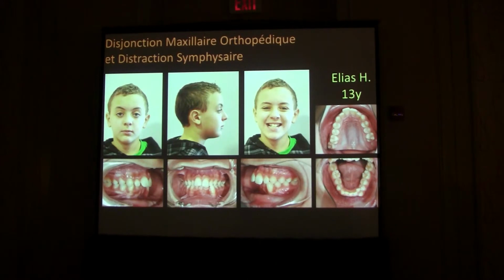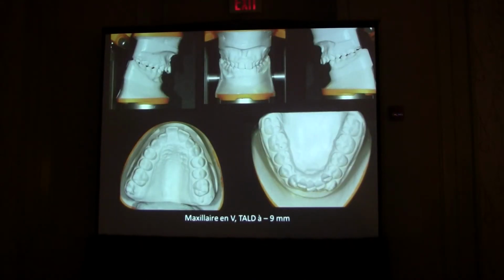As an illustration, there is 13-year-old Elias who has a class 2 with an 8 mm overjet and especially a severe crowding in the mandibular arch. He has allergies and breathing difficulties, and in such cases, I generally refuse to treat by extractions. On the models, we evaluate the TALD to be -9 mm.